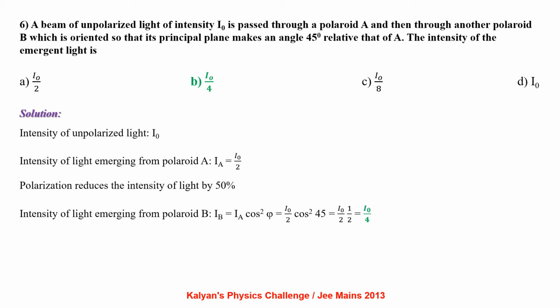Intensity of light emerging from Polaroid A, IA equal to I0 by 2, because polarization reduces the intensity of light by 50% theoretically. Intensity of light emerging from Polaroid B, we apply Malus law, IB equal to IA cos square phi. So it is I0 by 2 cos square 45, which is I0 by 4.